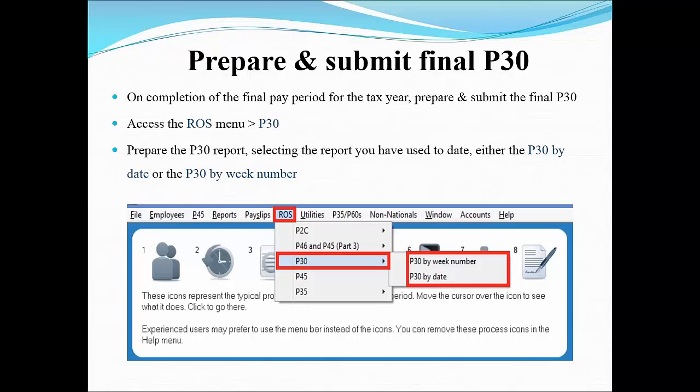Okay, so then if we look at preparing and submitting the final P30. On completion of the final pay period for the tax year, you would prepare and submit the final P30. You would access the ROS menu and P30, prepare the P30 report, selecting the P30 option that you have used to date for this tax year. That is either the P30 by date or the P30 by week number. So just stick with the P30s that you have been using so far this tax year.